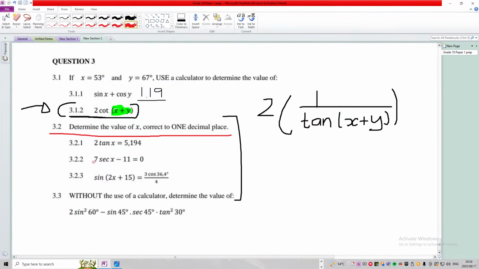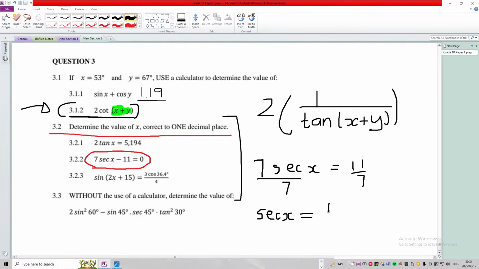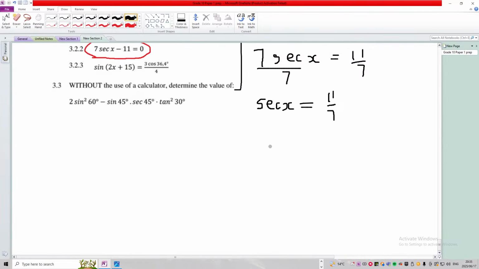Anyways, let me do 3.2.2. It might seem easy, but I'm sure you're gonna get it wrong with the mistake at the end. So 7 secant x equals 11. I took the 11 over, then I divide by 7 both sides. So secant x equals 11 over 7. Now I can't use secant x in my calculator, but I know secant is 1 over cos x equals 11 over 7. It's fine, so do 3.2.3, please.